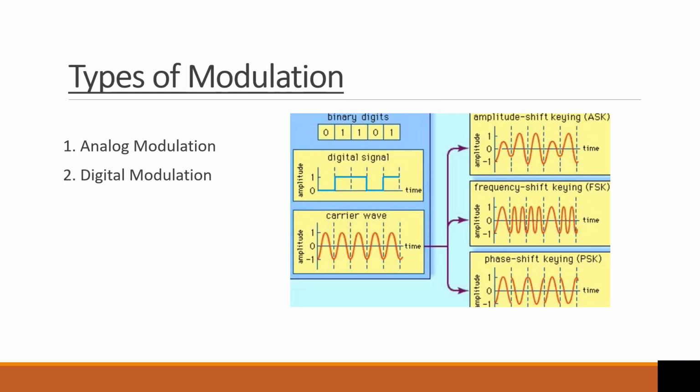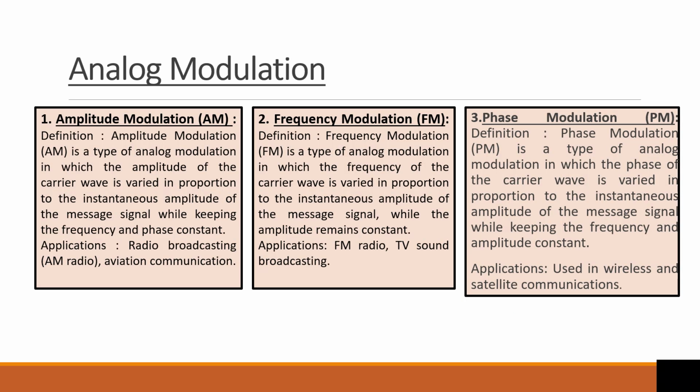Next, we have types of modulation. First, analog modulation. Second, digital modulation. And on the right side, there is a diagram. First, analog modulation. There are three types of analog modulation.